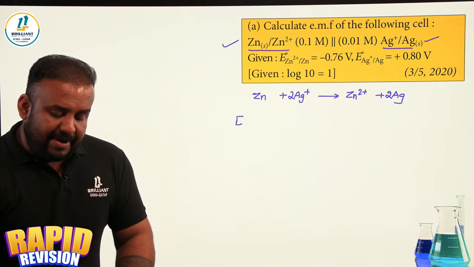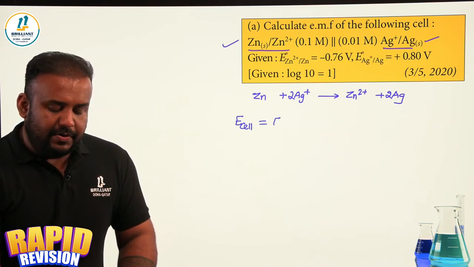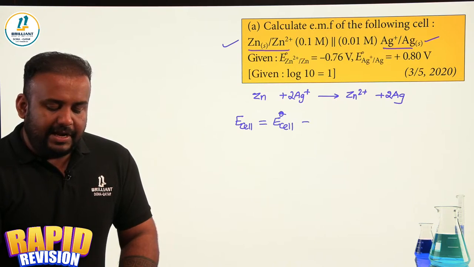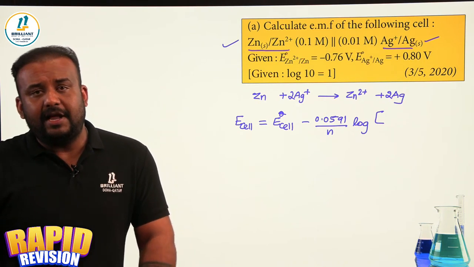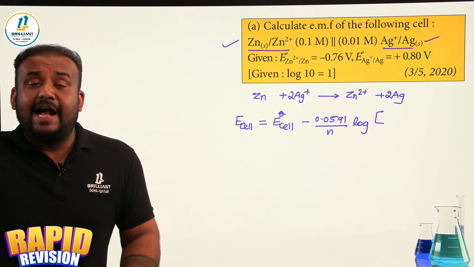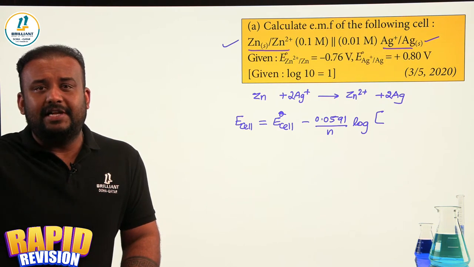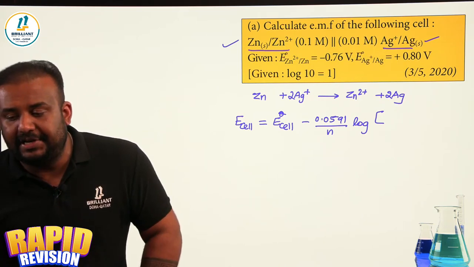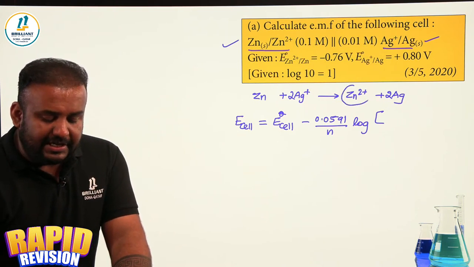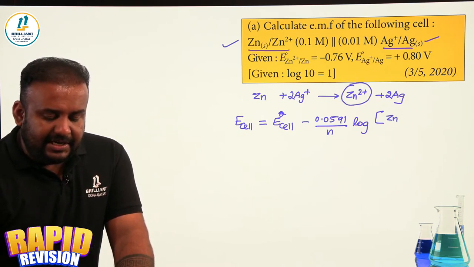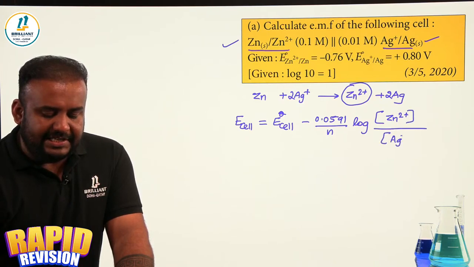They asked what is the EMF. E cell is equal to E naught cell minus 0.0591 divided by n, log of... What is the expression for the Nernst equation? Come on, everybody recollect. Anode electrolyte concentration by cathode electrolyte concentration. Who is the anode electrolyte? It is Zn. So Zn2+ concentration divided by the cathode electrolyte, which is Ag+.